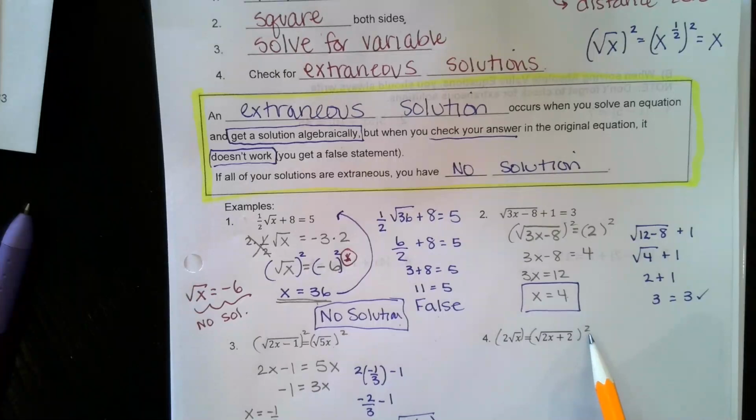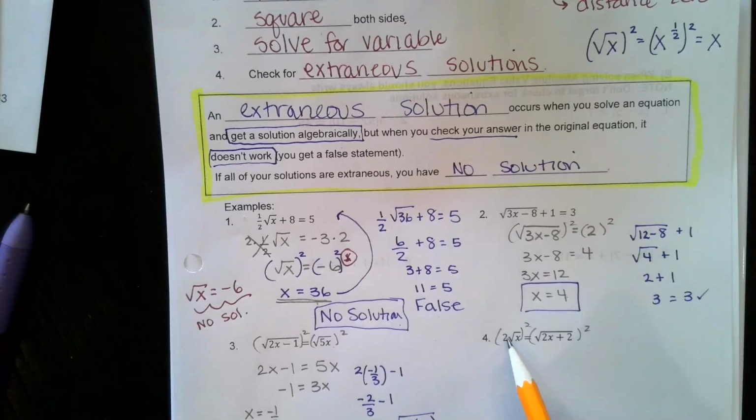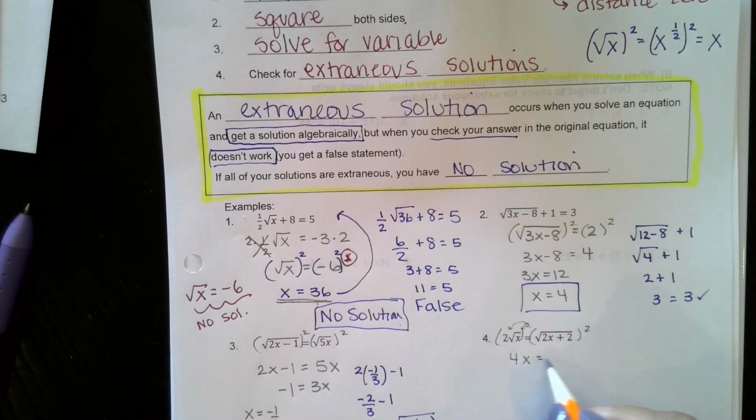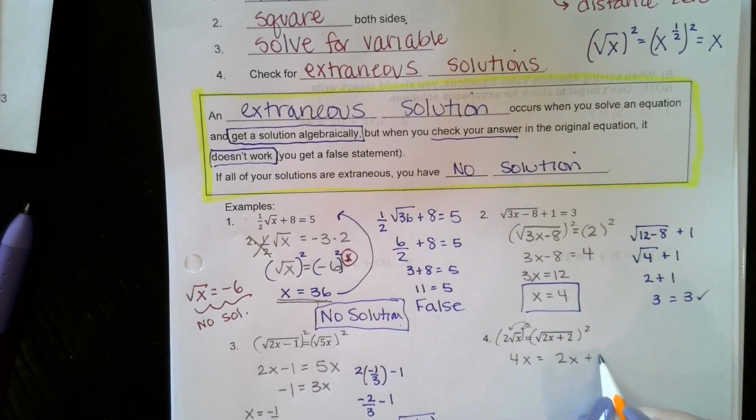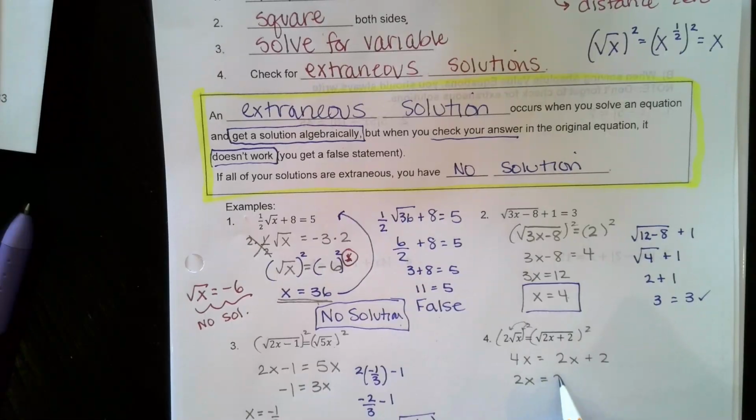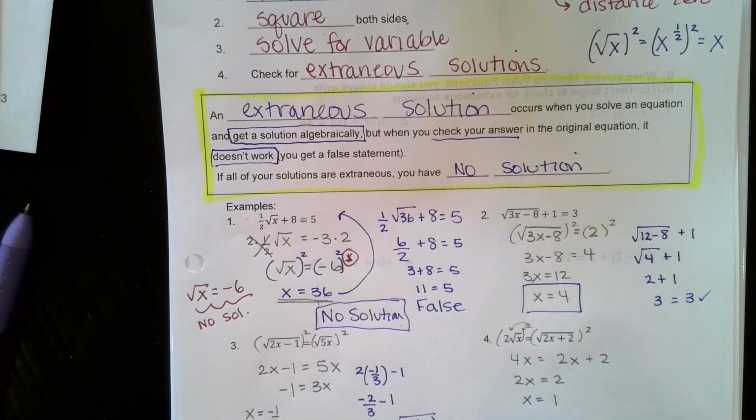And we've done exponent rules. So if I square this, I have to square the 2, or the 2 squared. So I would end up with 4x on the left side. The 2 goes to the 2, the 2 goes to the square root of x. On the right side, I would have 2x plus 2. So I move this over, 2x equals 2, and x equals 1.